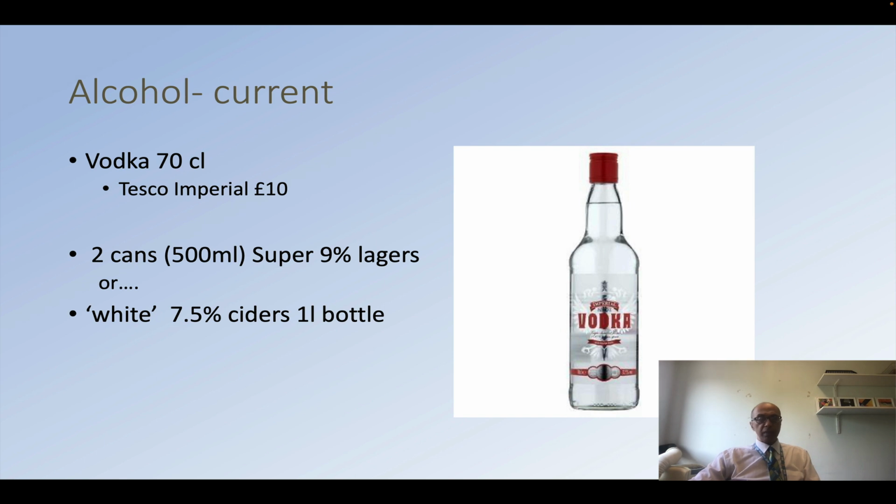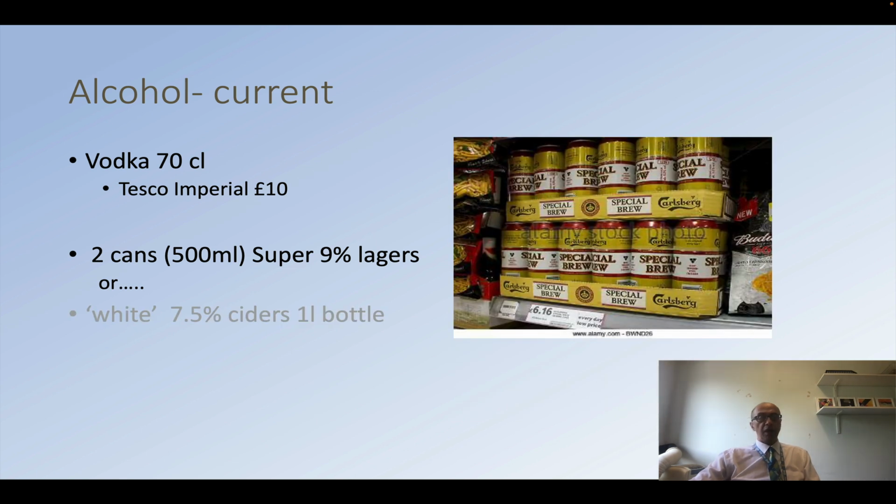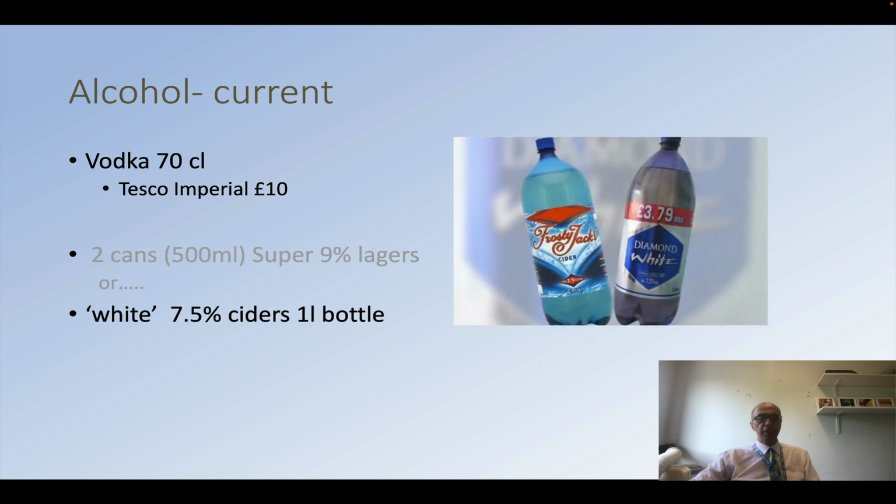So he's drinking a 70 cl bottle of vodka per day, and then either a couple of cans of a super lager. I think he drinks Skol. This is a picture of Special Brew. Or he will drink a litre of white cider, which is commonly referred to as the cider that's never seen an apple.